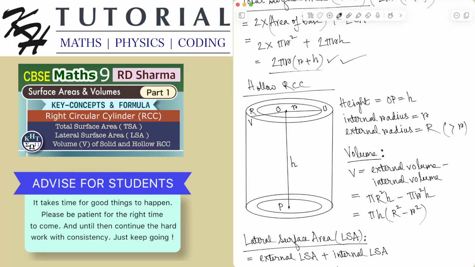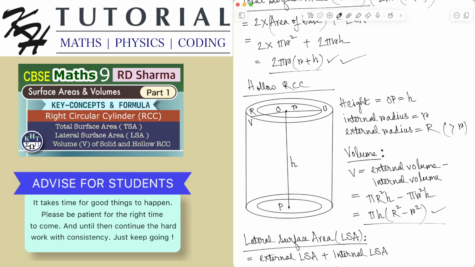And what is internal volume of a hollow RCC? If you consider a solid RCC having a radius equal to the internal radius of the hollow RCC, which is small r. So then the volume of the hollow RCC will be external volume minus internal volume, which is equal to pi capital R square h minus pi small r square h. So this is equal to pi h multiplied by capital R square minus small r square. This formula you should remember.